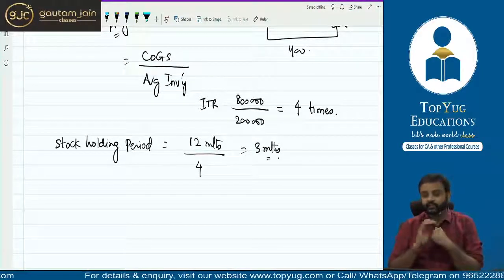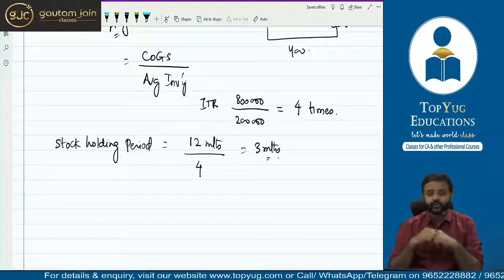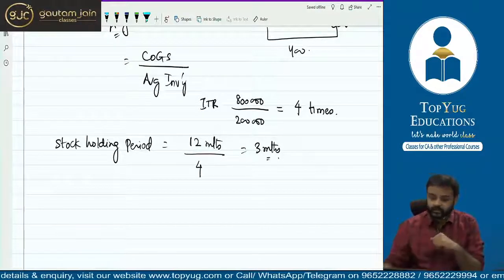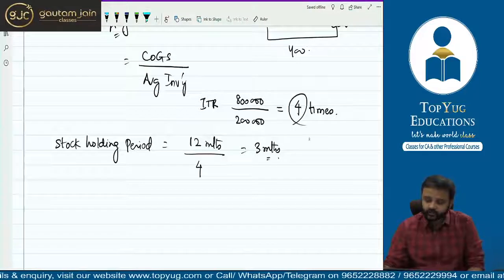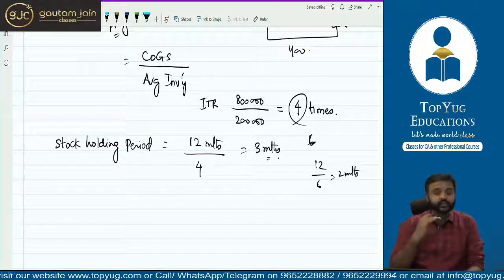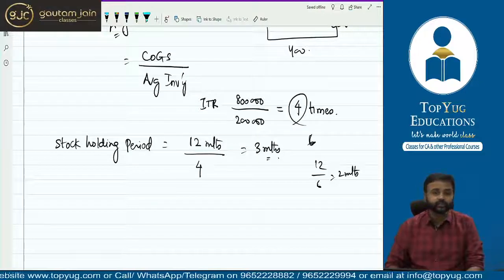Now you tell me, instead of 4 times, if it is 6 times, then what will happen to the stock holding period? It will come down. And if it is coming down, is it good or bad? Sir, it is good. Instead of 4 times, let's say it is 6 times. So 12 by 6, you'll get 2 months. So instead of 3 months, if you're able to sell your stock within 2 months, is it good or bad?